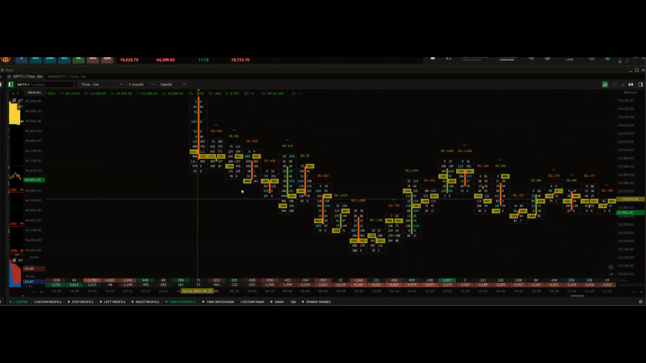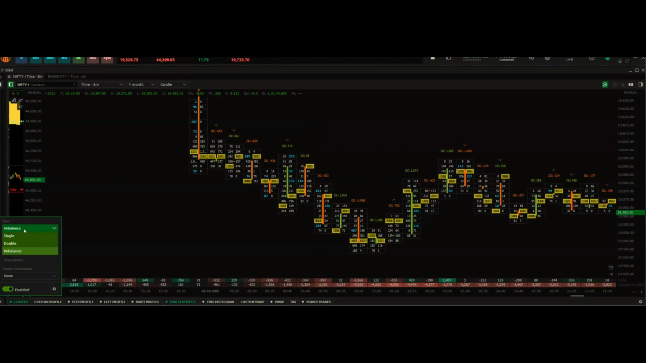All right. So to enable footprint charts in Quantaver, you go to cluster, and you enable it. I have chosen a special version of footprint chart called the imbalance chart. The regular version is double, but I use imbalance. What is imbalance? We'll cover that in a couple of minutes.